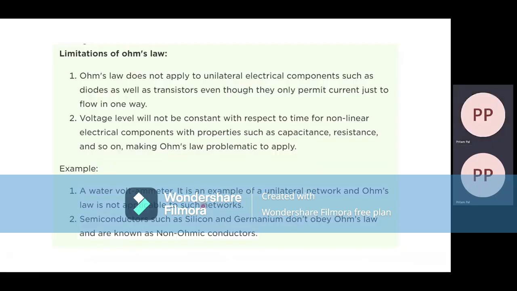So these are the examples of materials where we cannot apply Ohm's law. They will not obey Ohm's law.